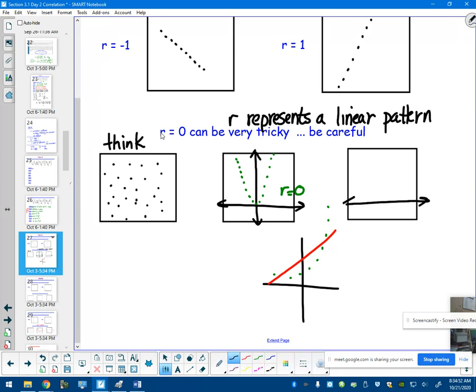All right. Another thing that would give you r equals 0 would be something like this. Who knows what that is? What's that a graph of? A couple different things.